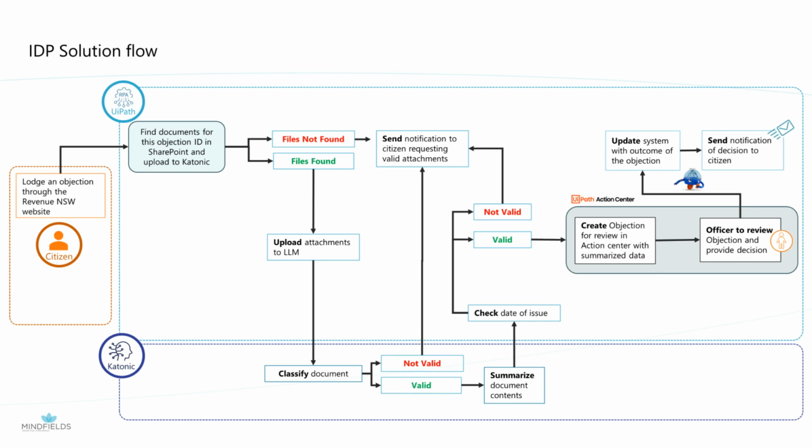If the classification is successful, the Catonix platform creates a summary of the text and validates the date of the document to determine if it falls within the acceptable range. The Catonix platform then returns these details as an API response to the UiPath bot, which checks the date's validity. If the date is invalid, the bot sends a notification to the citizen requesting a recent supporting document. If the date is valid, the UiPath bot collates all the information and presents it in the Action Center for the officer's review.